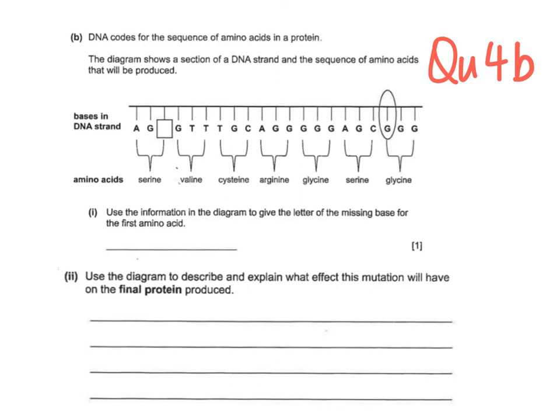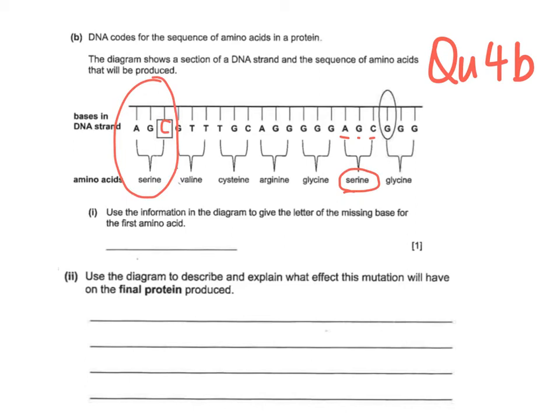Now, this is question 4, part B, just underneath. So you are asked, let me see. Use the information in the diagram to give the letter of the missing base for the first amino acid. So you're not expected to know what codes for serine, but you are expected to have the wit to look along there and say, oh, there's serine. It's A, G, C, so this must be C.